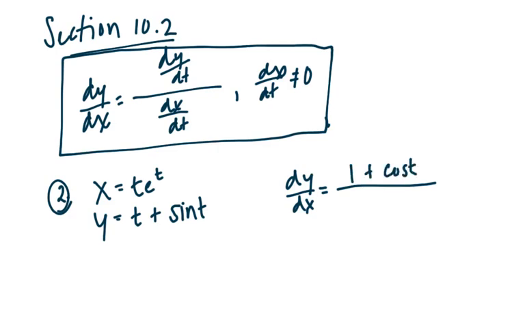So the derivative of t is 1, and the derivative of sine of t is cosine of t. So we take the derivative of y with respect to t. That's what this says up here. And for the denominator, we take the derivative of x with respect to t. So when we look at the denominator, we're going to use product rule. So we keep the t, and the derivative of e to the t is e to the t. And we keep the e to the t, and the derivative of t is 1. So we could simplify this and factor in the denominator, t plus 1, and the numerator is 1 plus cosine of t. It's really not difficult, except that you need to remember your calculus.